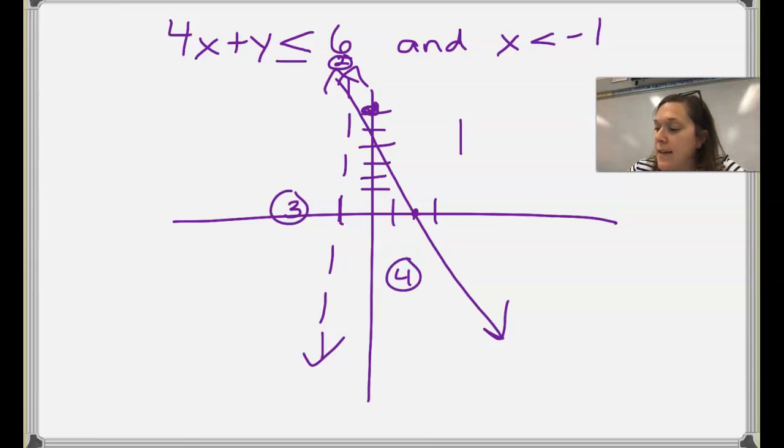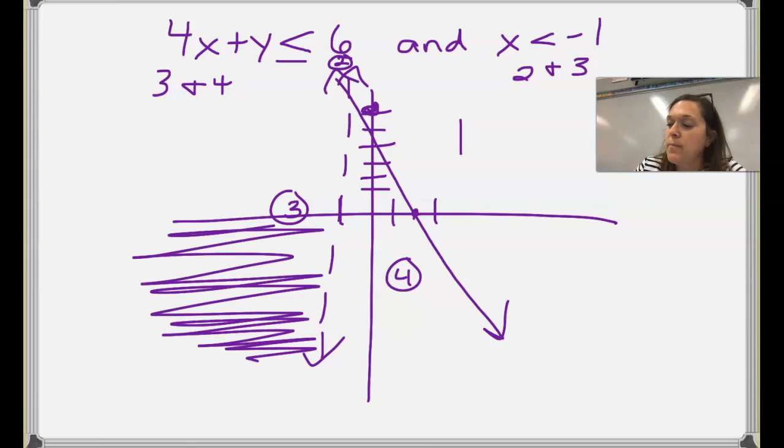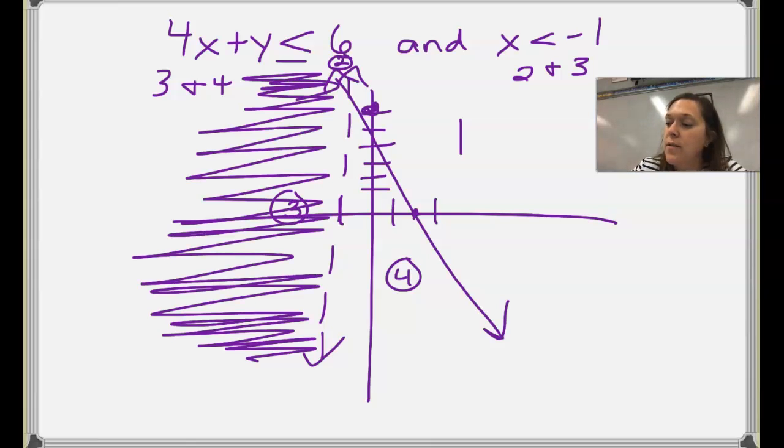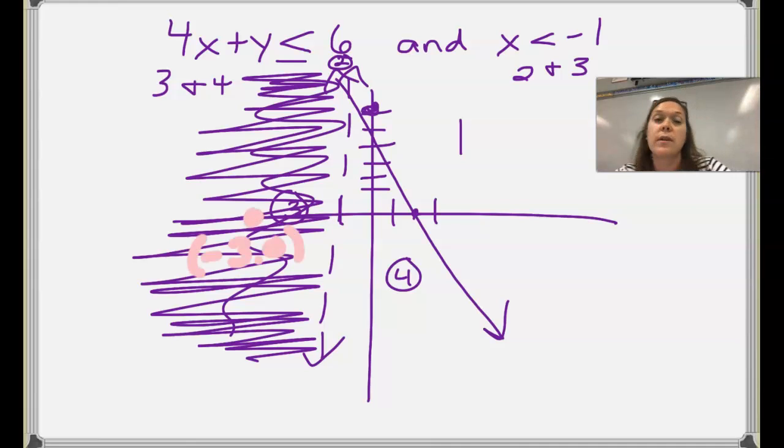So less than for the first would put us at region 3 and 4. Less than here would put me at 2 and 3. So if I'm doing an intersection, my solution is in region 3 over here. And hopefully you picked the point -3, 0 for your answer.